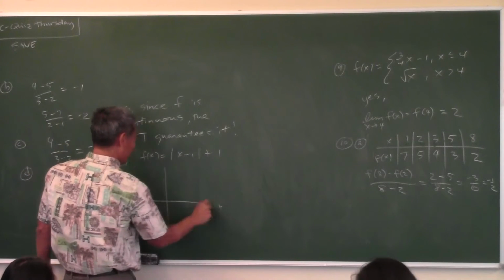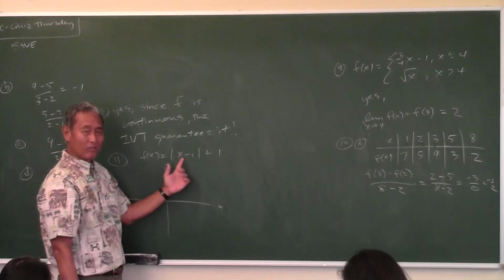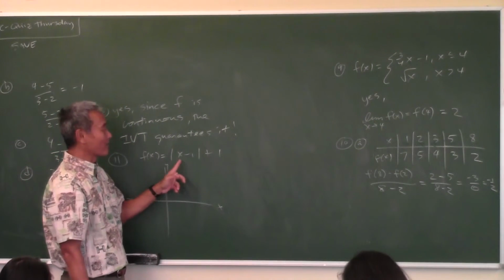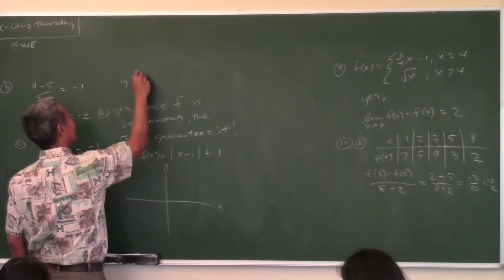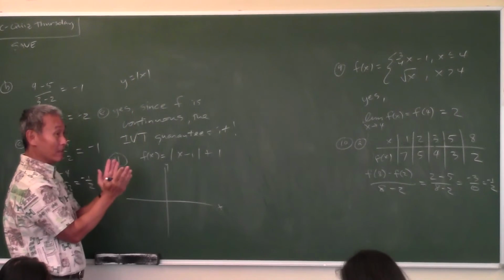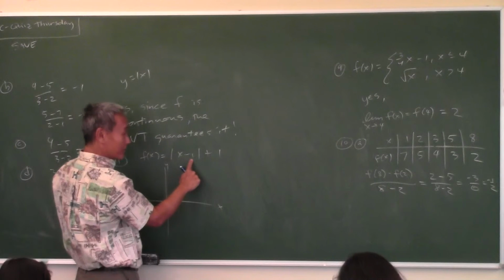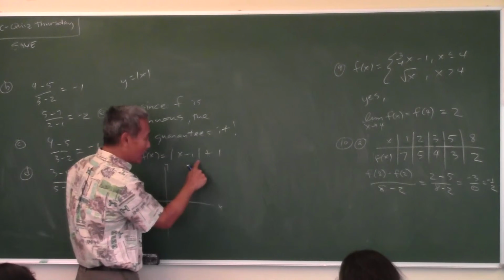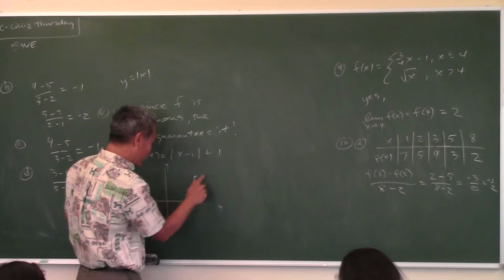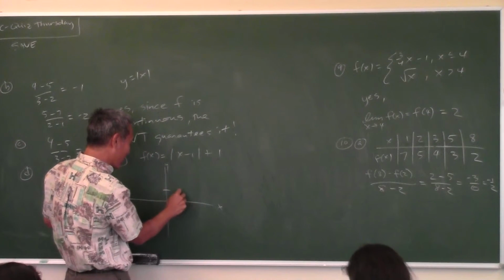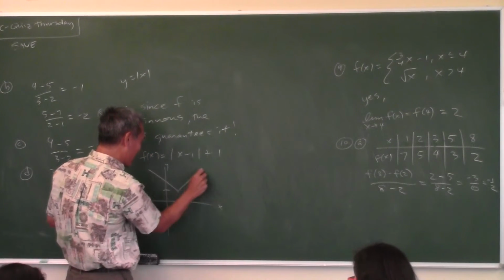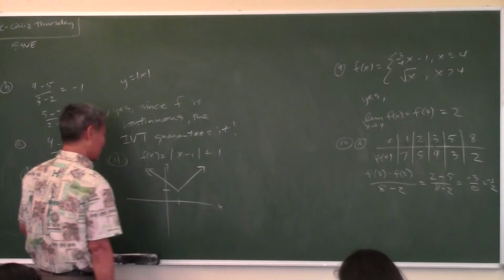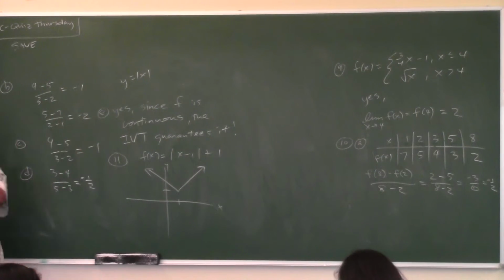Is this a graph that we know? Like, what's the base graph? Isn't this the V? Okay, that's the V. So you just take the V, shift it 1 to the left. Right, I was pranking you. 1 to the right and 1 up. So if I go 1 to the right and 1 up, you just V it. That's the graph. Okay, now let's answer the questions.